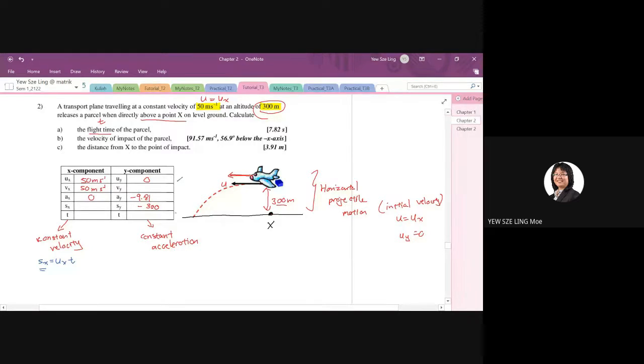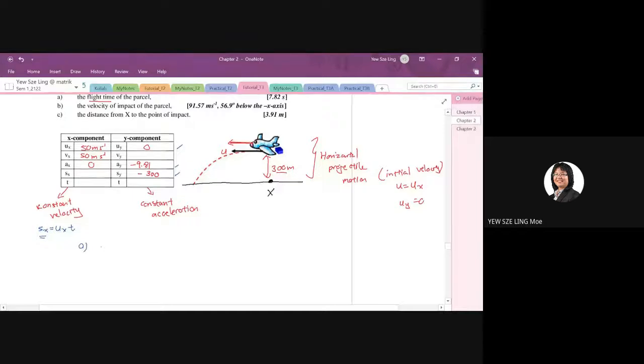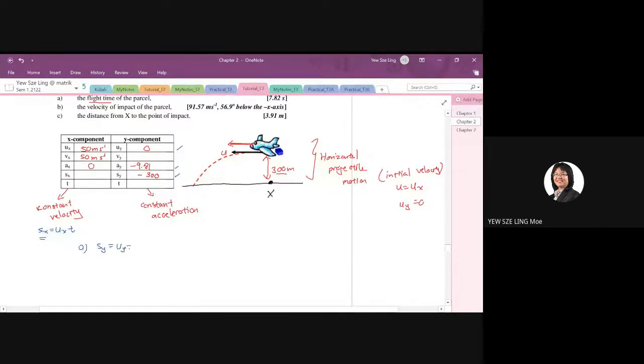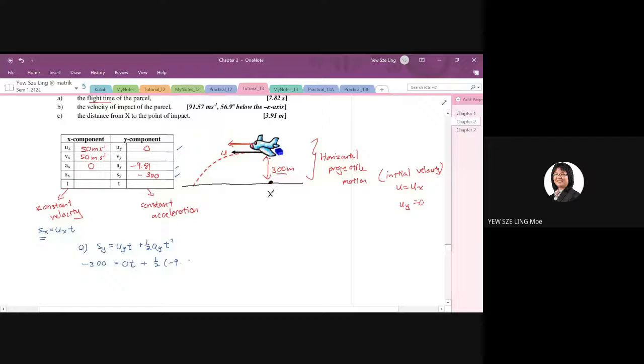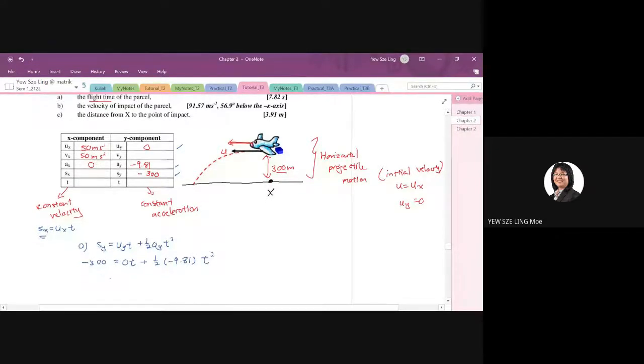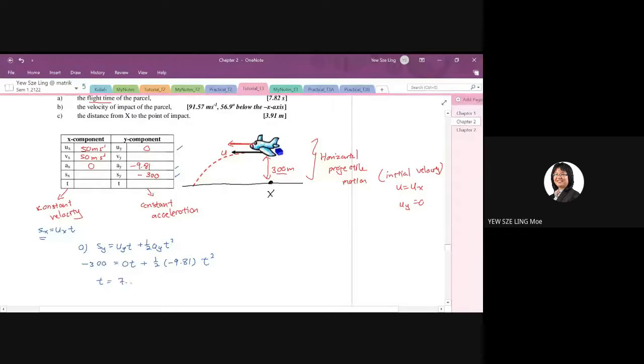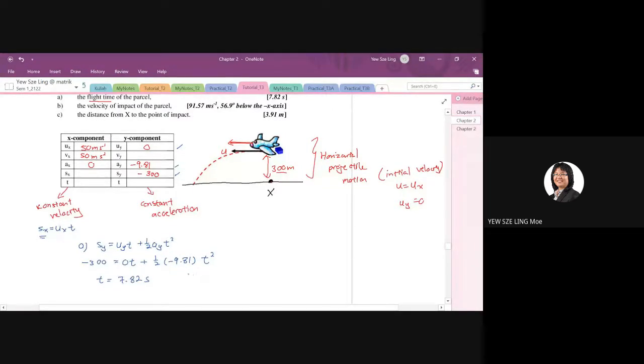So now let's see, do we have enough information in the y component? We have uy, ay, sy. Again, we want to find t. Therefore, for question A, we use sy equals to uyt plus 1 over 2 ayt squared. So sy is negative 300 equals to 0t plus 1 over 2 times negative 9.81 t squared. And our t is equal to 7.82 seconds. So that is how we answer the question. That is a technique in answering this question.